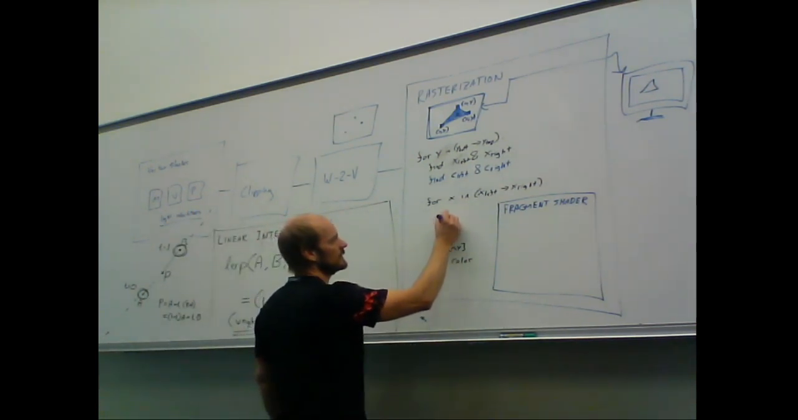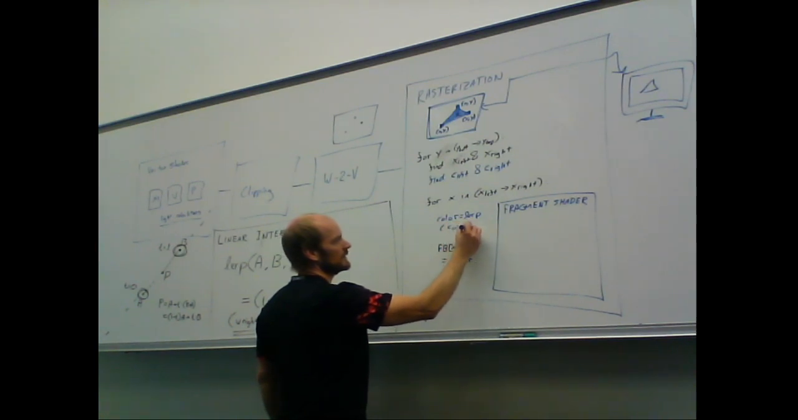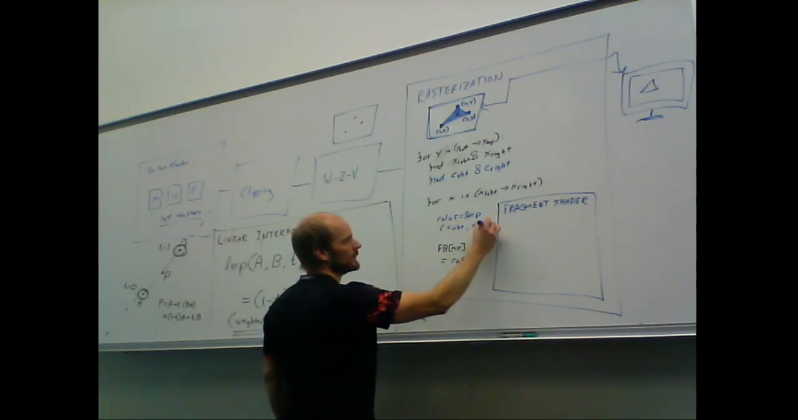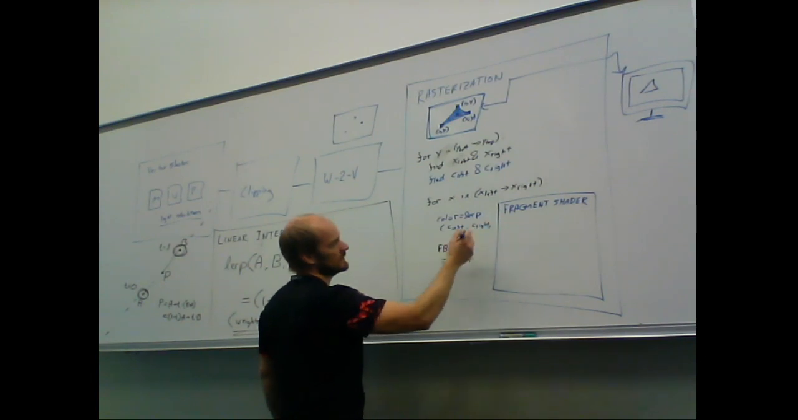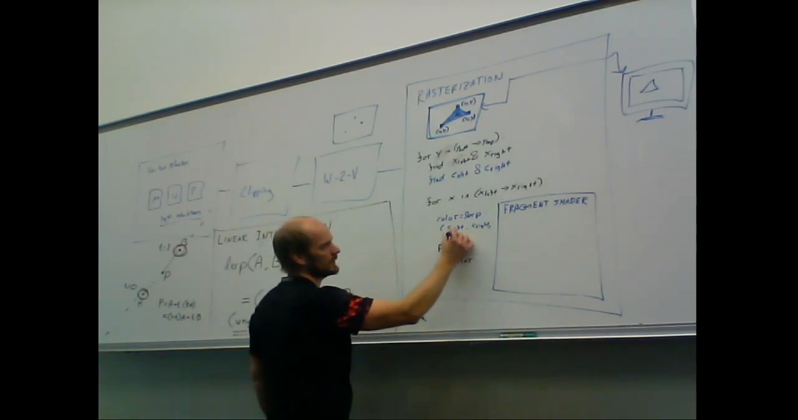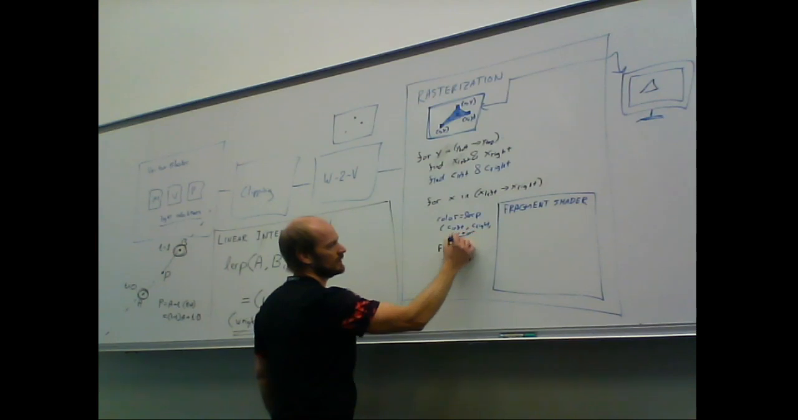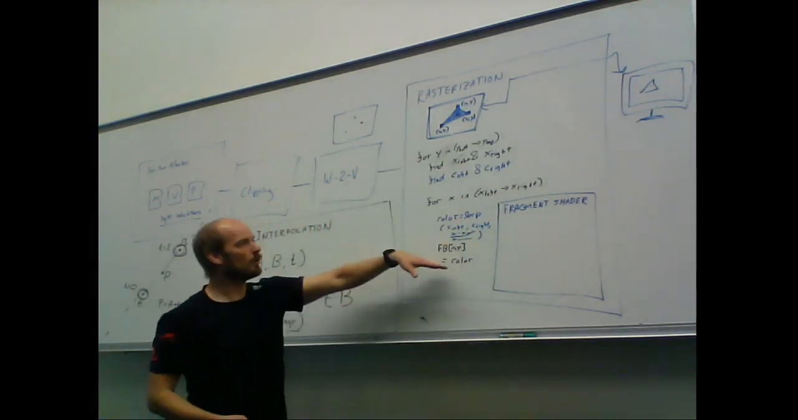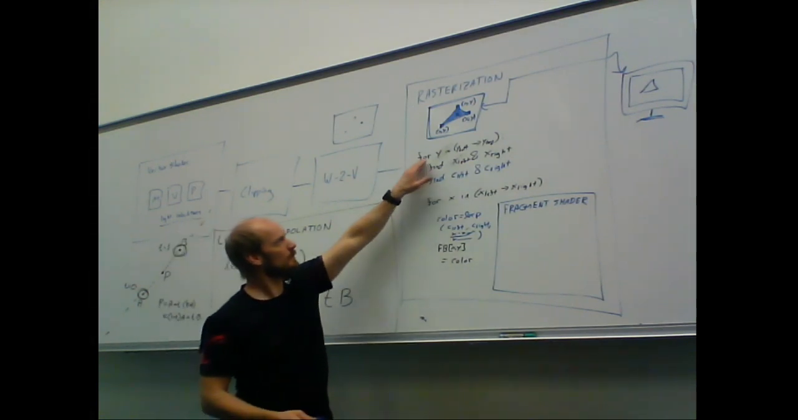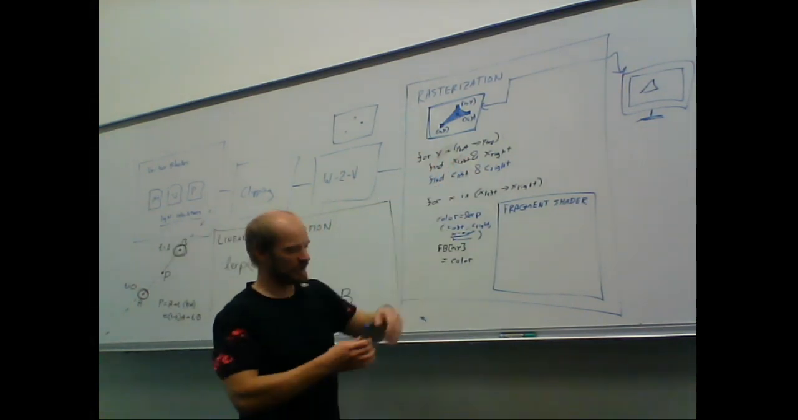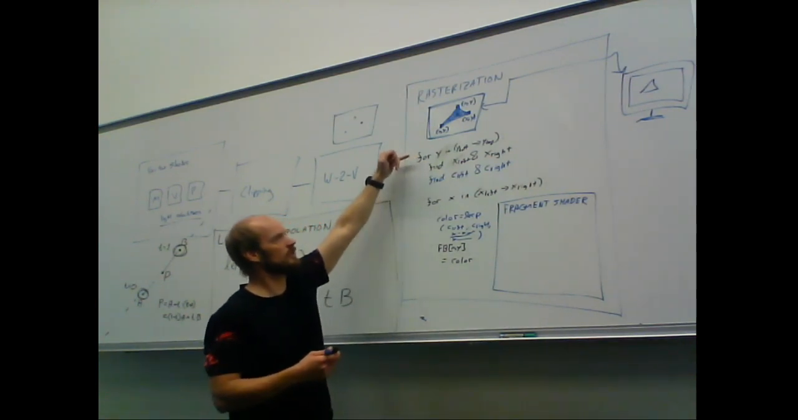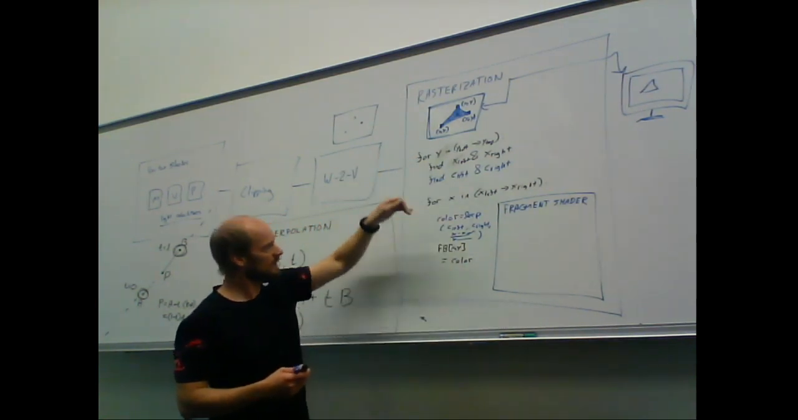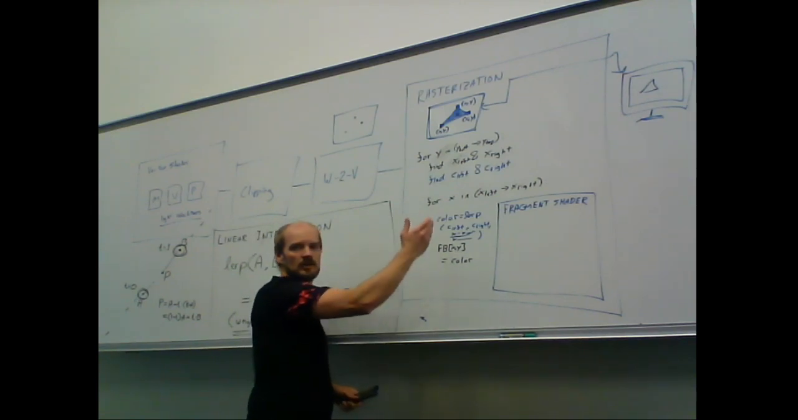We said color is the linear interpolation between the color left and the color right, and some ratio here, x minus x left divided by x right minus x left. So this is an overview of this algorithm. For y, we do each scan line. Each iteration of the outer loop we call a scan line. Each iteration of the inner loop is a single pixel or a single fragment.